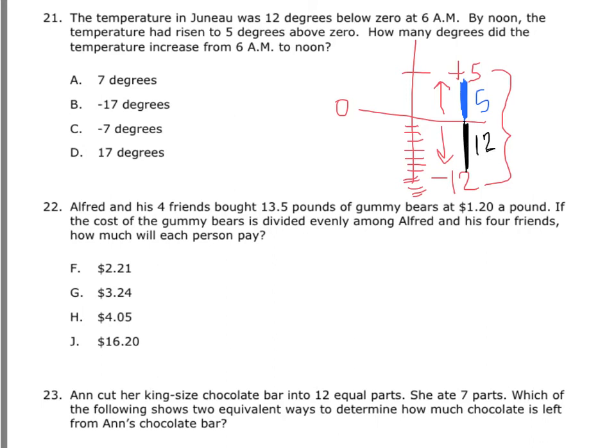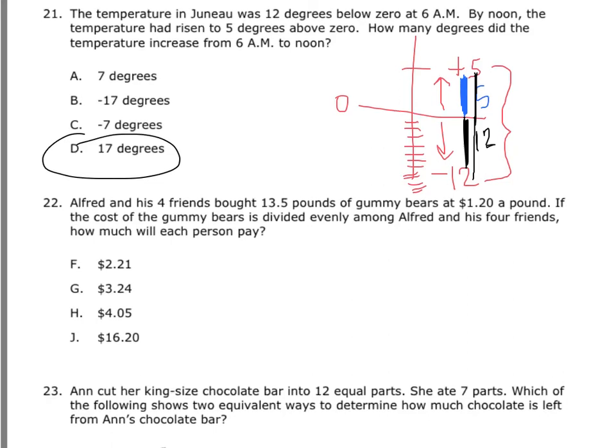So you have 5 degrees here and 12 degrees here. How much is that all together? It's 17 degrees. If you chose negative 17, that would be like a drop or a decrease. They'd say, how much did it decrease? How much did it drop? What was the change? If it dropped 17 degrees, B would be okay. But they're saying, how many did it increase? It increased 17 degrees, so D is your answer.